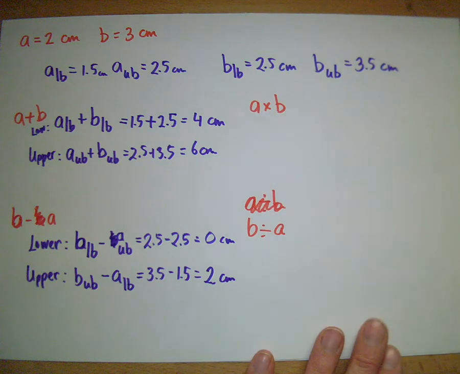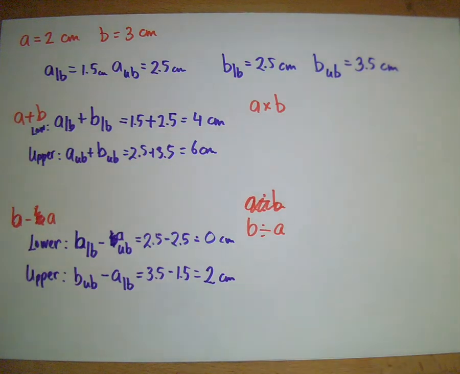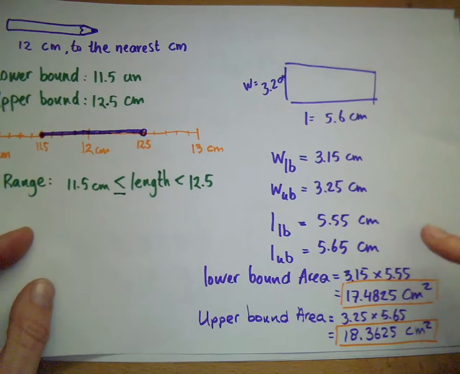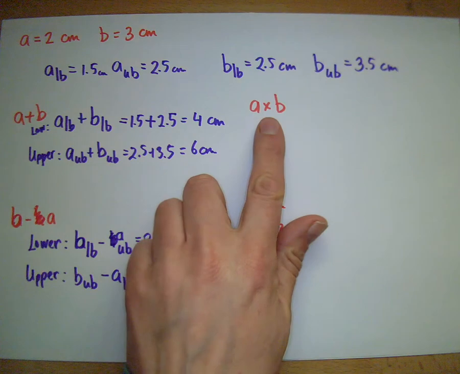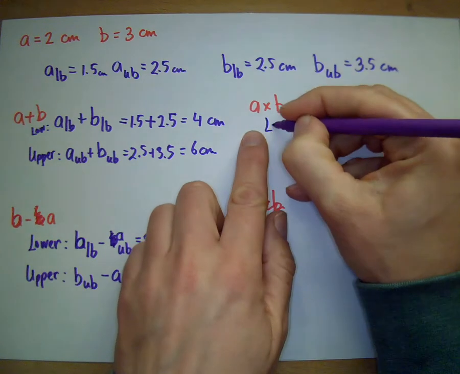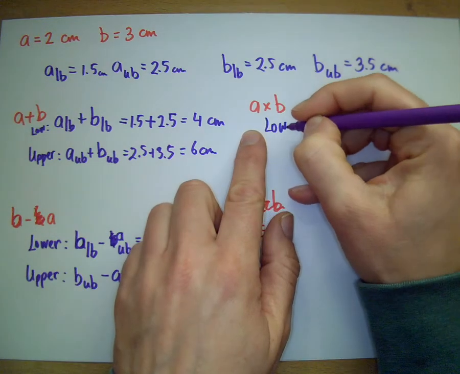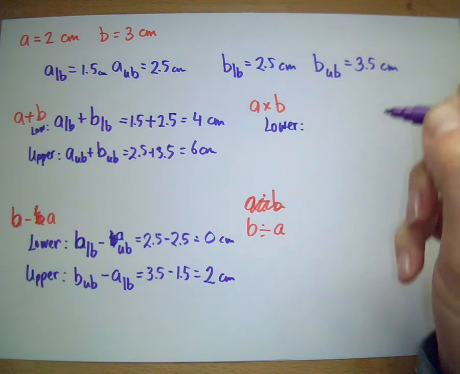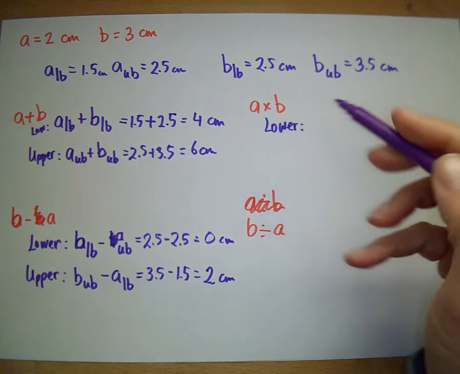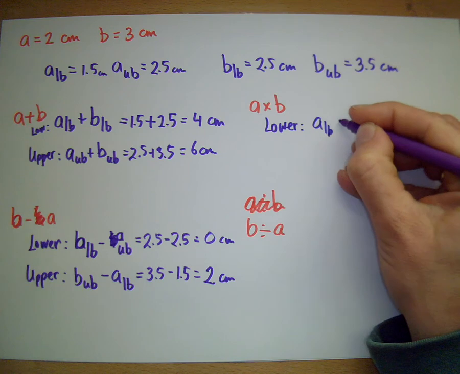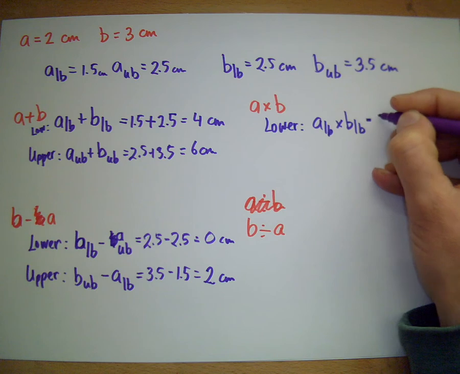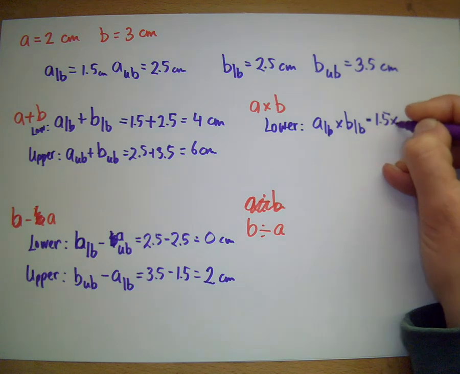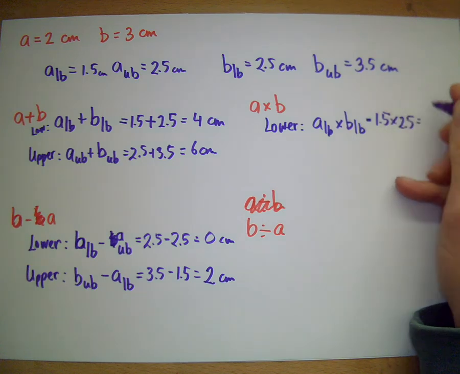A times B, that makes me think of the eraser surface area question. To get the lowest possible product of the two numbers, we want to just have two low numbers, right? So A's lower bound times B's lower bound. That equals 1.5 times 2.5, and that equals 3.75, right?